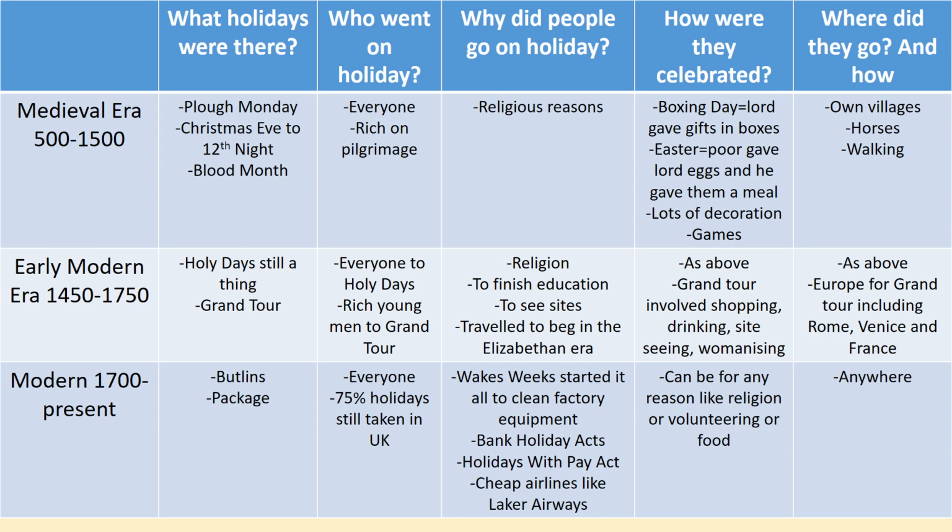So Boxing Day is the Lord giving gifts in boxes. At Easter time, poor people give the Lord eggs and he'll make them a meal. And they all involve some sort of decoration, normally with flowers, and they all involve some sort of game. Where did they go and how did they get there? So they were in their own villages, and they got there with horses or walking.